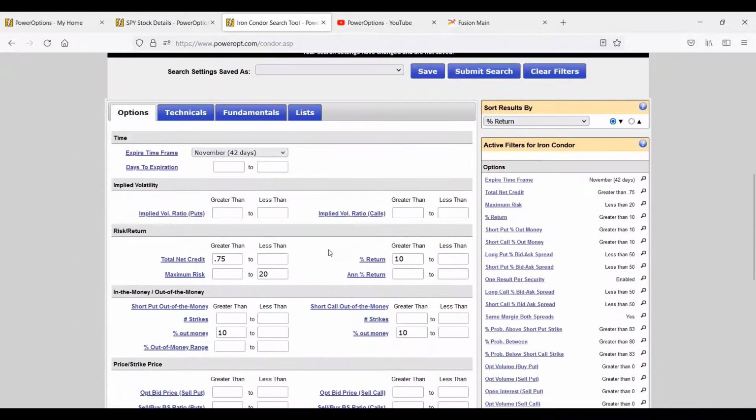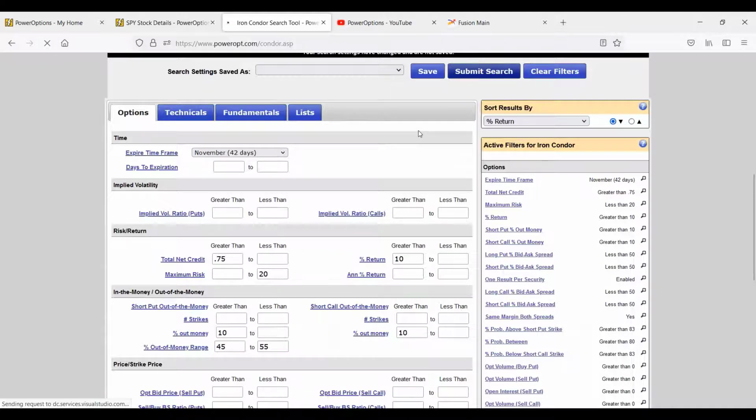Let me see if I can change this to find results I want. Oh, that's why this was a skewed search. I'm going to put this percent out of the money range to try to be between 45 and 55. Now, what this means, the percent out of the money range is looking at how far the call and the put are out of the money from the current stock price. Forcing it to be between 50 means the call and put are closer to equidistant away from the current stock price in an Iron Condor.